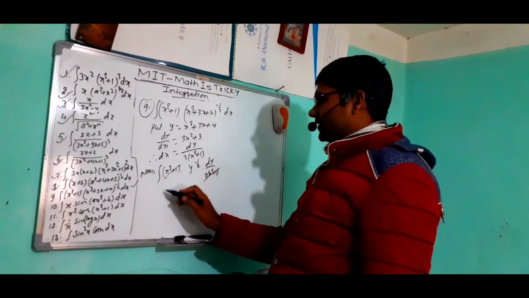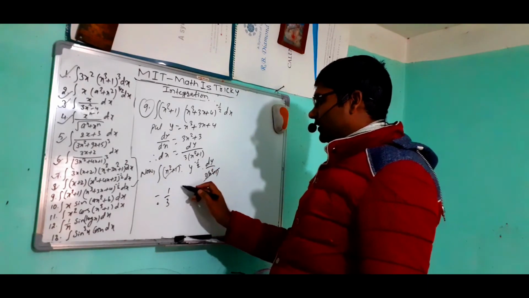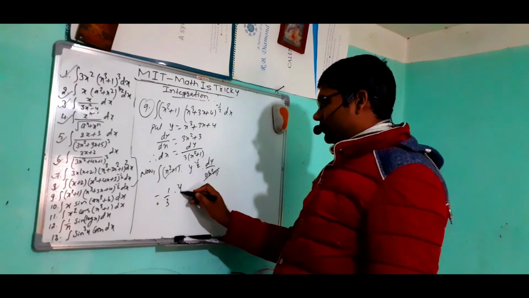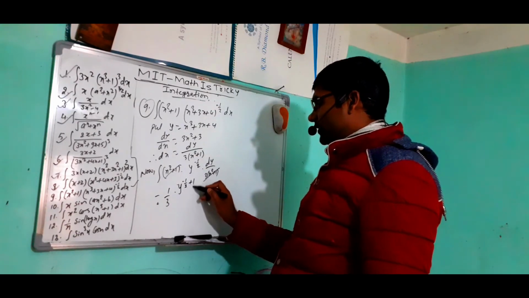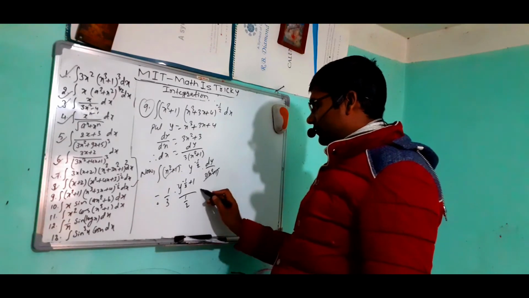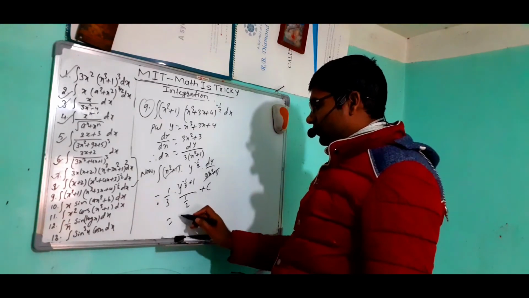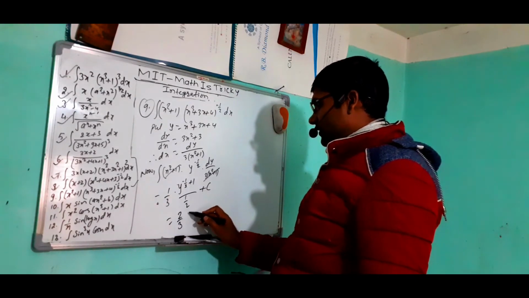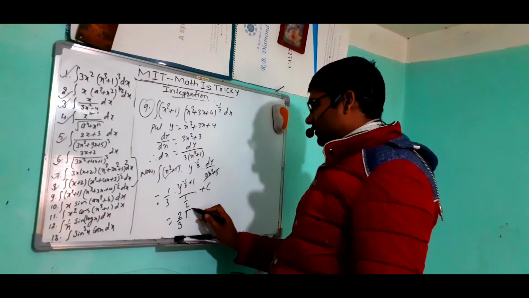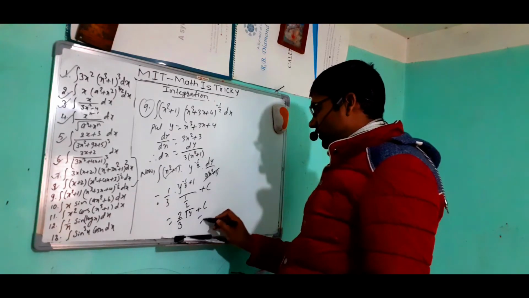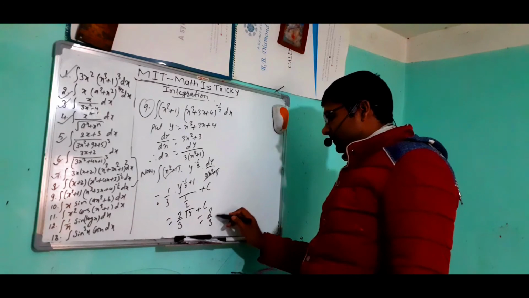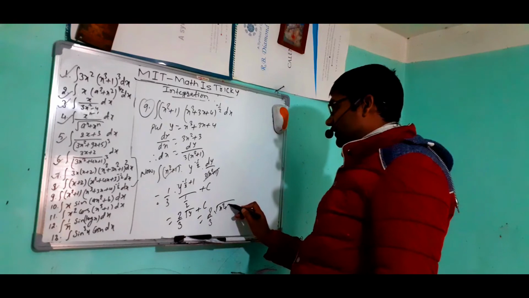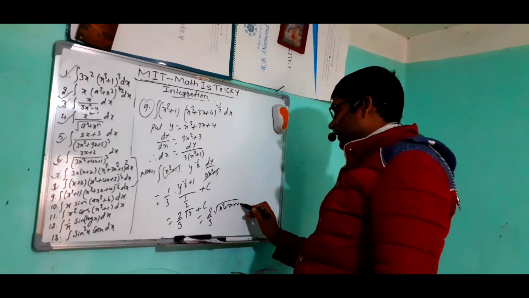So these two cancel and we have now 1 by 3 integration of y power minus 1 by 2, which is y power 1 by 2 divided by 1 by 2, plus c. It is going to be 2 by 3, and root y plus c. So we can substitute the value for y. Root y means the square root of x cube plus 3x plus 4, plus c.